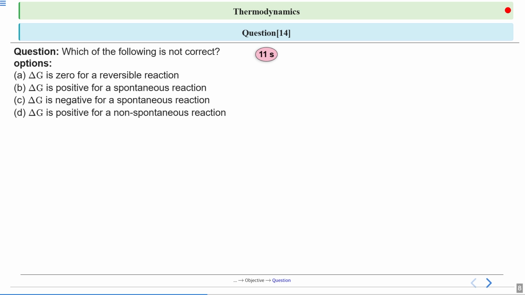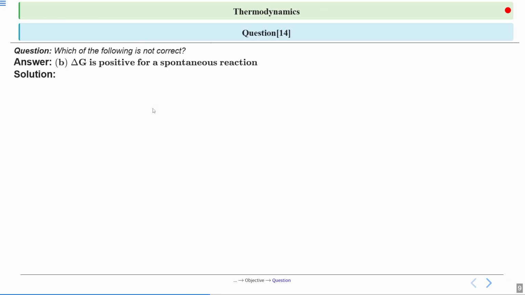How can we solve it? It's very simple. You just have to look at each statement and look for the case for spontaneous process. What would be the value of change in Gibbs free energy? So your time is up. Okay, let us move on to the answer. The correct answer will be that delta G is positive for a spontaneous reaction.